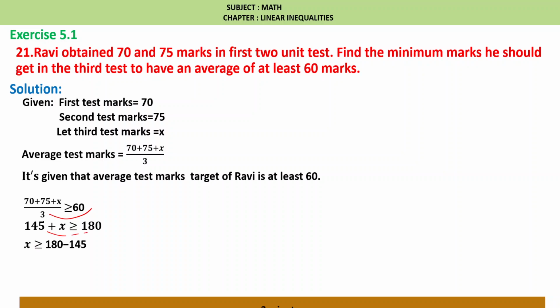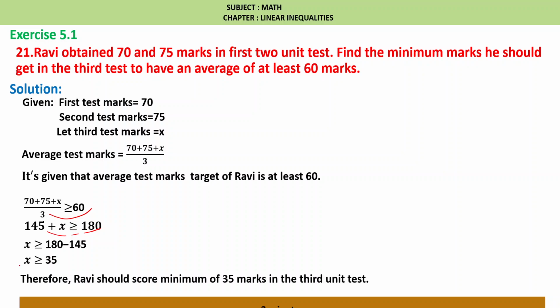And let us transpose this 145 to the right hand side. Then it will become x is greater than or equal to 180 minus 145. That is 35. So Ravi should score a minimum of 35 marks in the third unit test to get 60 marks as an average.